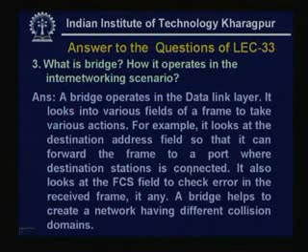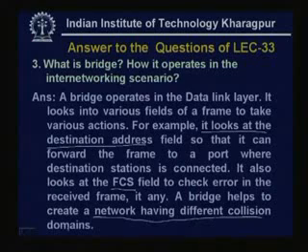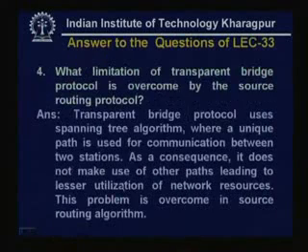Third question was, what is a bridge? How does it operate in the internetworking scenario? A bridge operates in the data link layer. It looks into various fields of a frame to take various actions. For example, it looks at the destination address field so that it can forward the frame to the port where the destination station is connected. It also looks at the frame check sequence field to check for errors in the received frame, if any. A bridge helps to create a network having different collision domains, as we have discussed in detail.